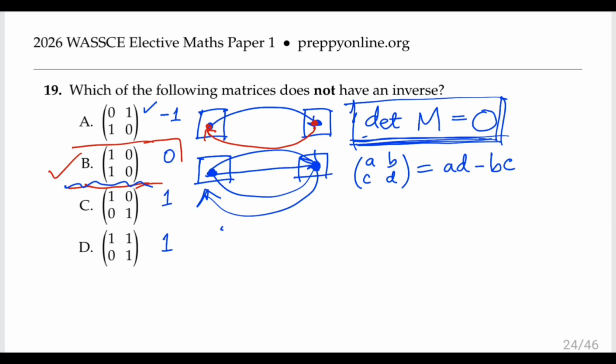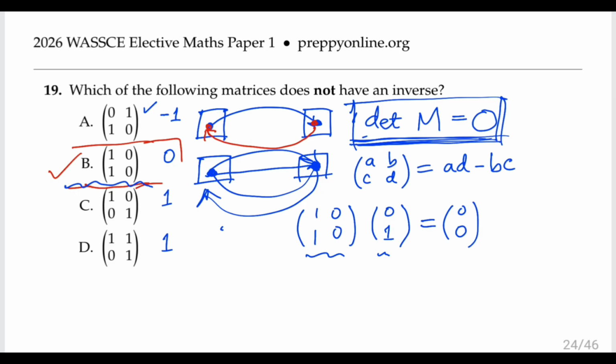But going back to what I was trying to explain, if you think of this matrix, this 1 1 0 0, let's look at a vector like this vector. When you multiply this matrix by this vector, what do you get? You get 0 0.